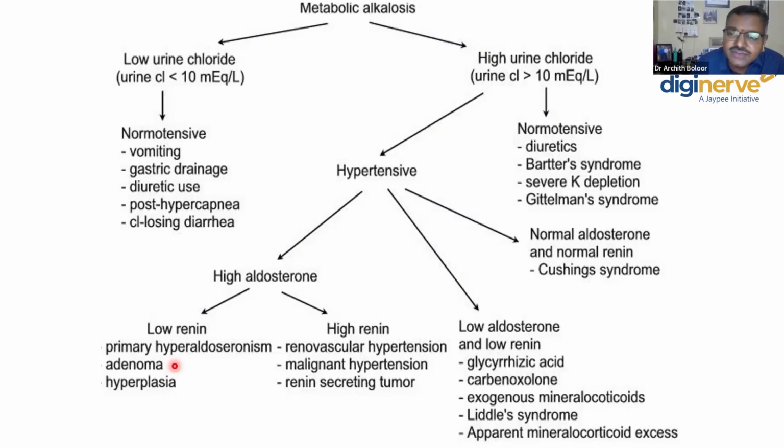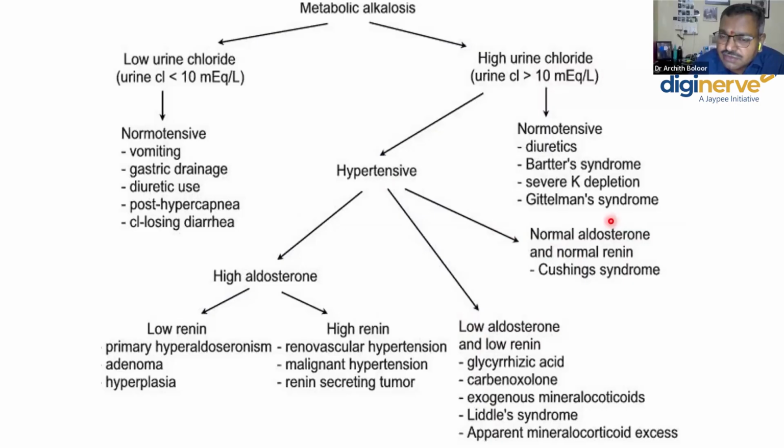Now the third entity is where you have low aldosterone and low renin. That is because of one syndrome called Liddle syndrome, or you could have exogenous mineralocorticoids, like the patient is on fludrocortisone for some reason, or they are on carbenoxolone or glycyrrhizic acid. That's a very rare component. So three important syndromes are asked very commonly: Barter's, Gittelman's, and Liddle syndrome. Barter's and Gittelman's have normal blood pressure. Liddle syndrome has hypertension, low aldosterone, low renin.